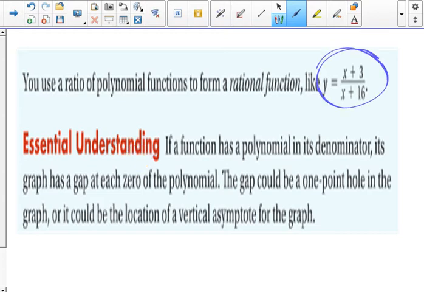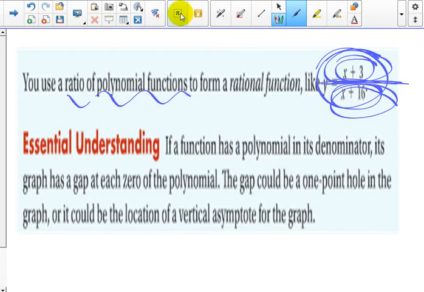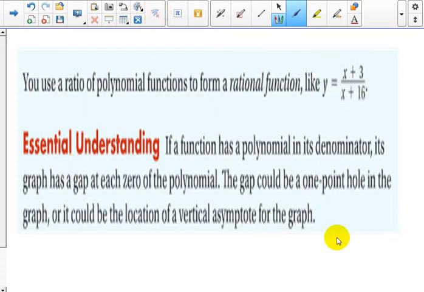So when you get a rational function now, it could be more than just, like here you've got a binomial, x plus 3 on the numerator and x plus 16 on the denominator. So it just says you use a ratio of polynomial functions. Ratio meaning it's division, and you've got something more complex on top and something more complex on the bottom. Okay? So if a function has a polynomial in its denominator, its graph will have a gap at each 0 of this denominator. So what makes this 0?